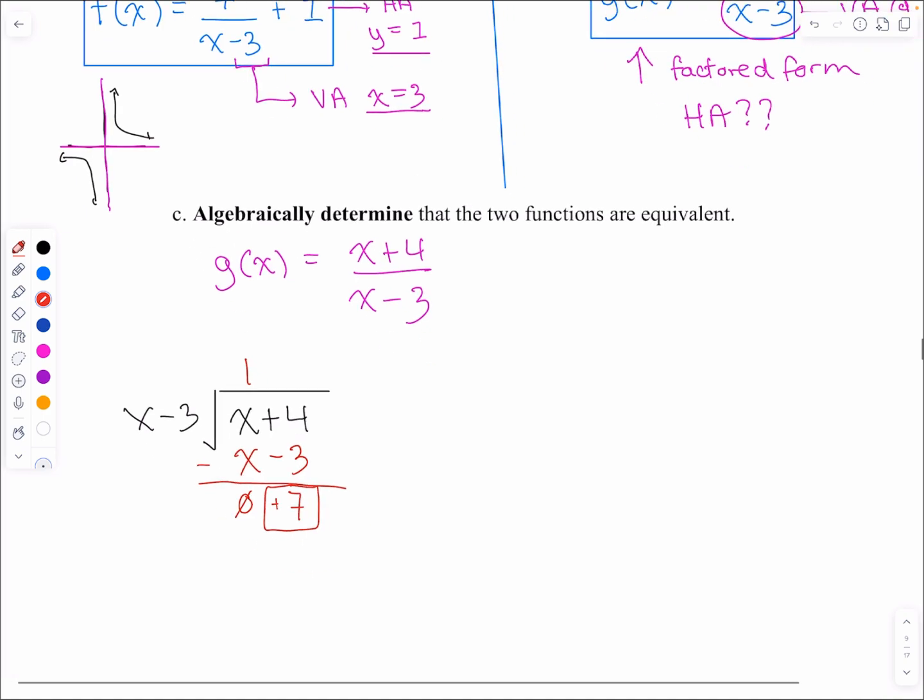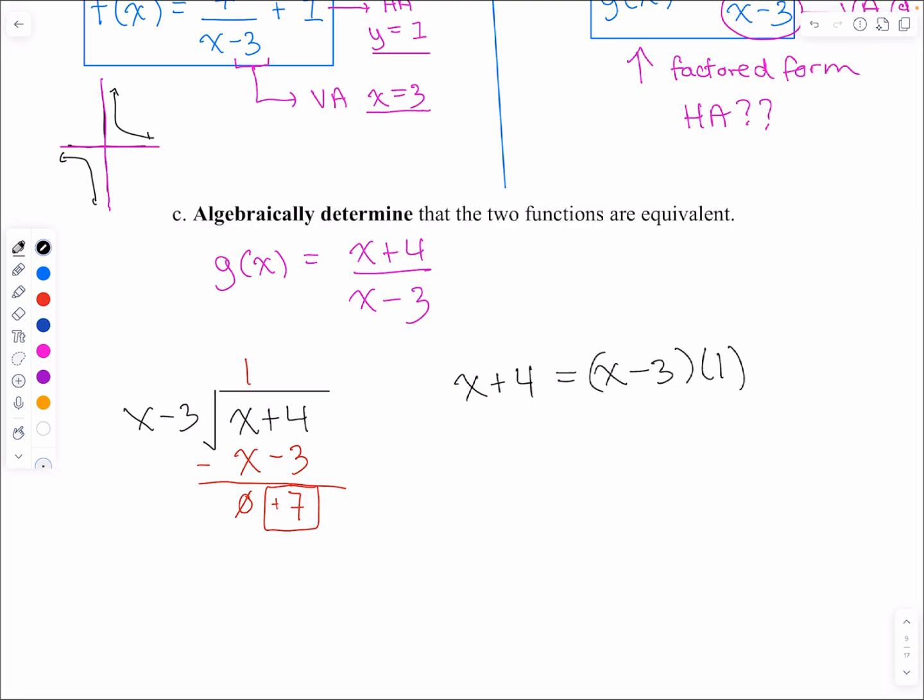Well, I'm going to show you. Let's start from the beginning. What we said with this long division statement is that x plus 4 is going to be equal to our divisor, x minus 3, times our quotient, which ended up being 1 in this case, plus our remainder of 7. So from there, what I'm going to do is divide everything by x minus 3.